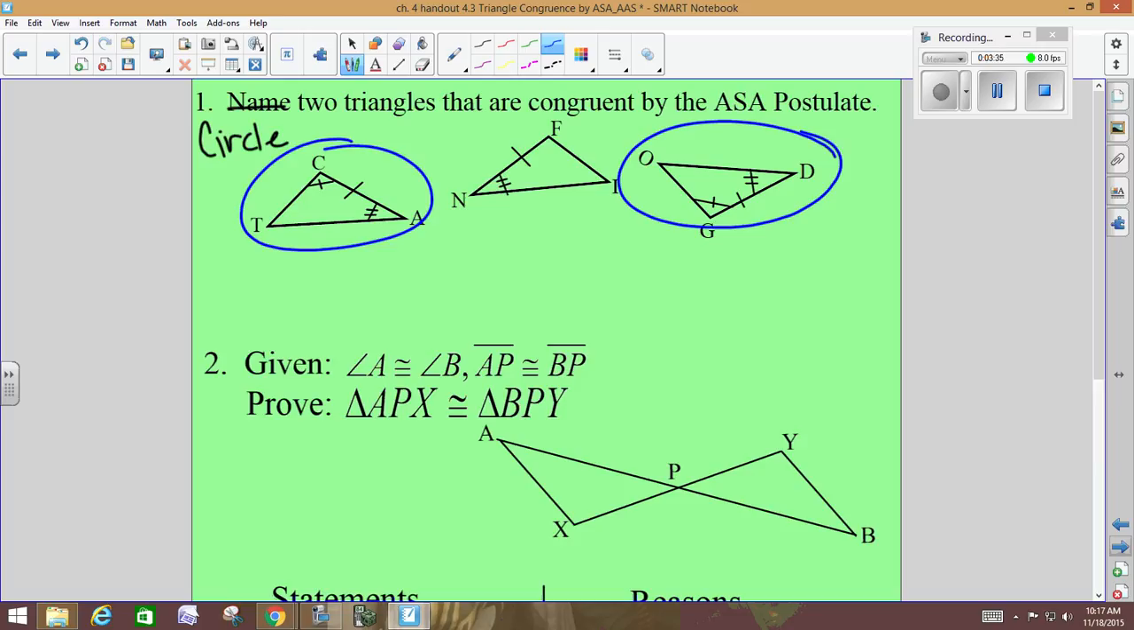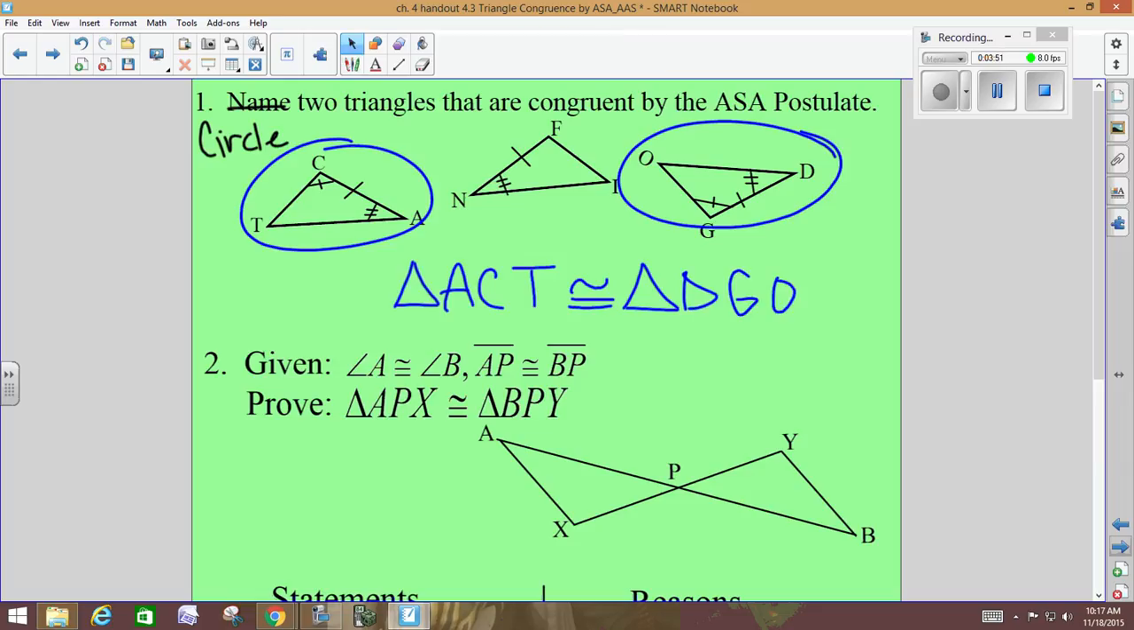If I were to write the congruency statement, if I name my first one triangle ACT, what would be the second part of my statement then? DGO, good. Angle A is congruent to angle D, angle C is congruent to angle G, and then that leaves T and O.